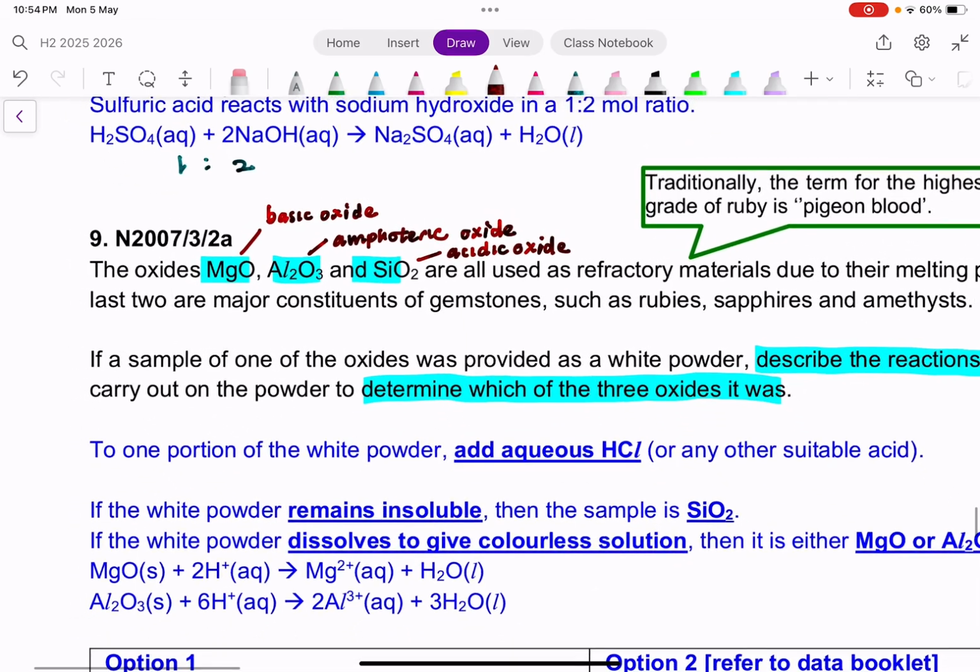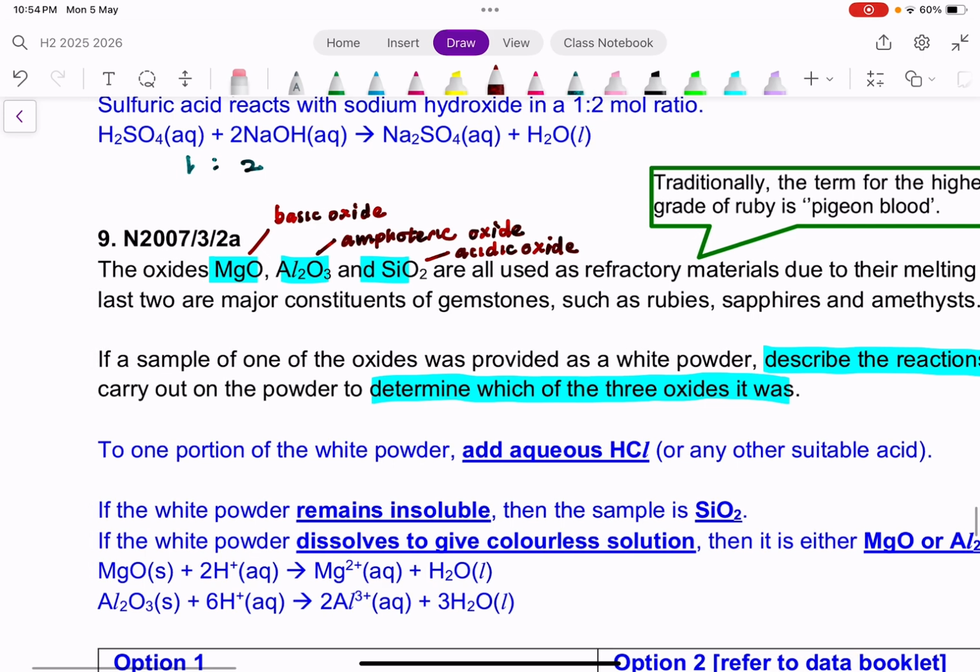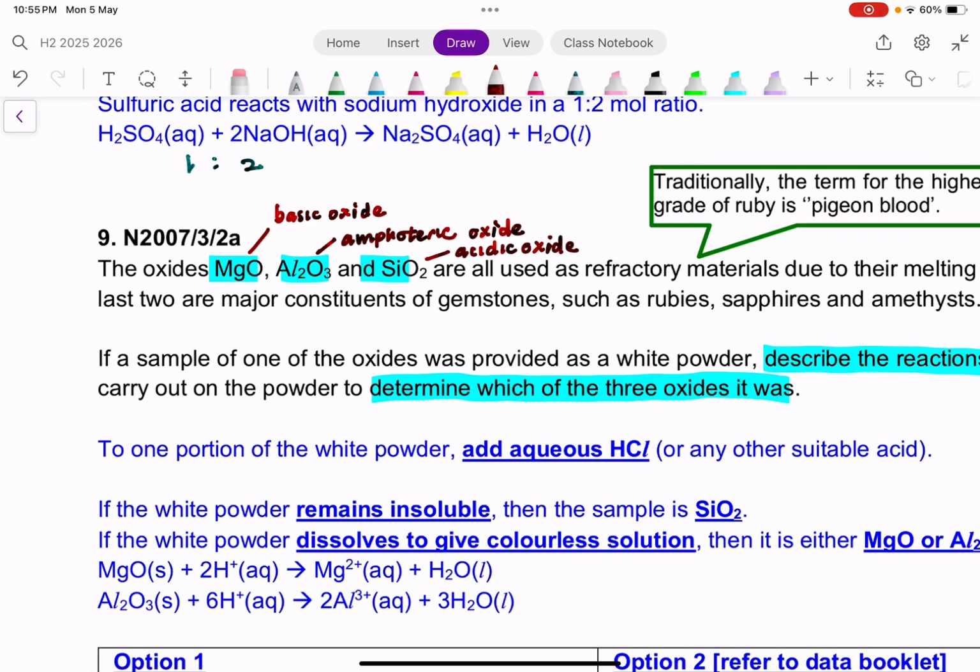So the first step that we do is, to all the oxides, we can basically add aqueous acid. So when we add aqueous acid, I hope you can appreciate that the only oxides that will dissolve are MgO as well as Al2O3. So we definitely know that SiO2 will not dissolve because acidic oxide will not react with the acid. So therefore, if the PPT remains insoluble, or the white powder remains insoluble, we know that it is SiO2.